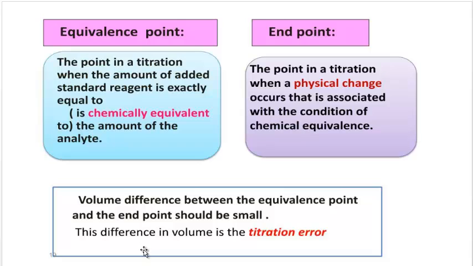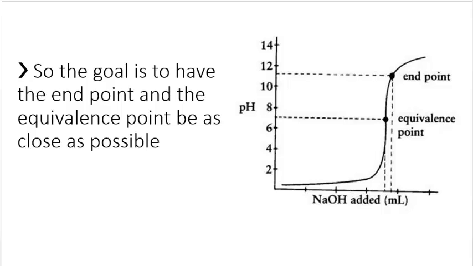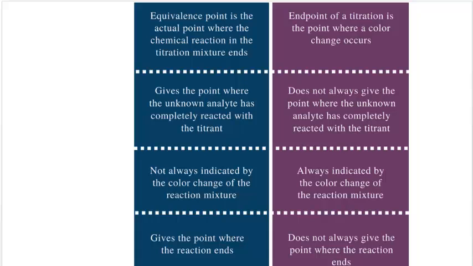Volume difference between the equivalence point and the endpoint should be small. This difference in volume is the titration error. As we can see in this graph, the goal is to have the endpoint and the equivalence point be as close as possible, as we can see from this small area. The smaller it becomes, the better the titration. Another difference.